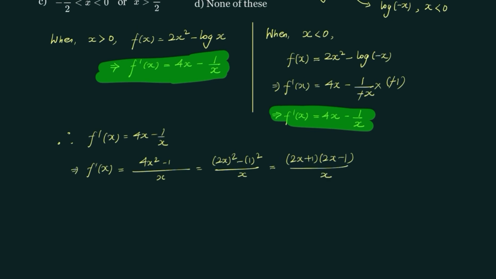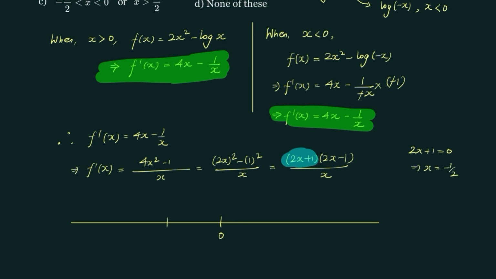Now we need to find the critical points. Okay, so let me draw a number line here. My first critical point is 0, because in the denominator you can see x, and looking at 2x plus 1, I have to equate this 2x plus 1 with 0. Then from here the critical point will be minus half. So minus half will be here, somewhere over here on the number line. And another critical point I will get from 2x minus 1 is plus half. Okay, so my interval has been divided into 4 parts.